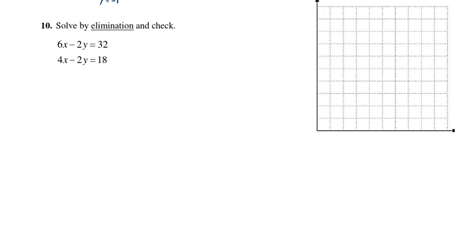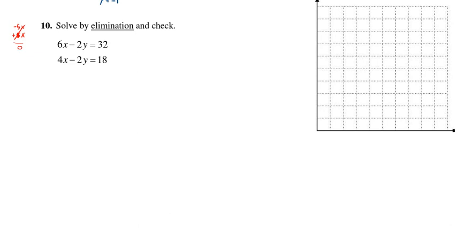Number 10, we have to solve by elimination, which is the last topic that we cover in class. Solve by elimination and then check. So in elimination, we need inverses such as minus 5x and positive 5x, for example, because these inverses, when combined, they combine to 0. That eliminates the x variable because those would add to 0. So we need inverses here.